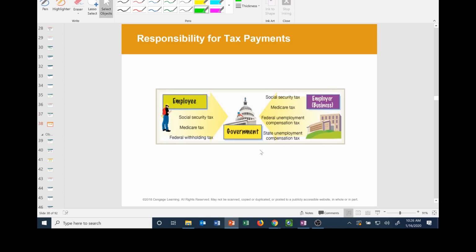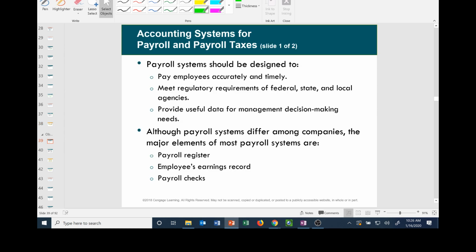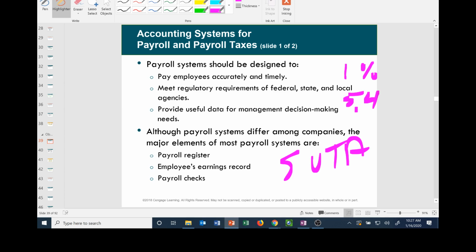Now these rates will be given also, but the state unemployment rate can be anything. SUTA can be any rate. A small company with a good rate that is not laying off many people may be 1%. Some companies may have to pay 5.4% or more unemployment tax.